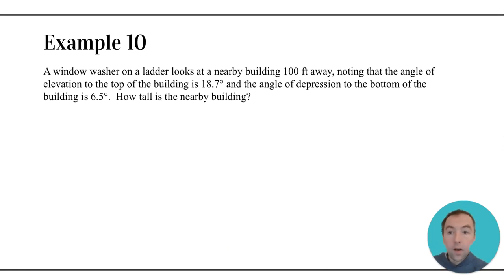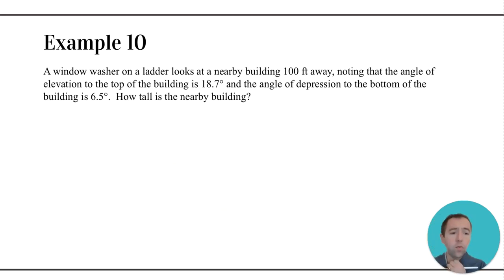Then example 10 here, we have that a window washer is on a ladder and they're looking at a nearby building that is 100 feet away from them. And the window washer notes that the angle of elevation to the top of the building is 18.7 degrees, and the angle of depression to the bottom of the building is 6.5 degrees. We want to know how tall that nearby building is, right?